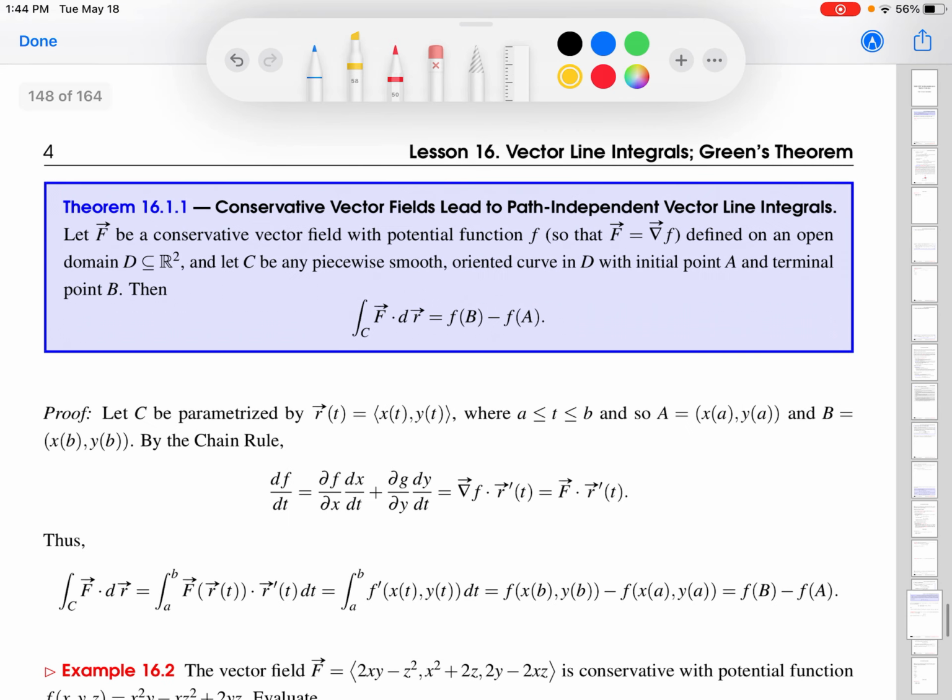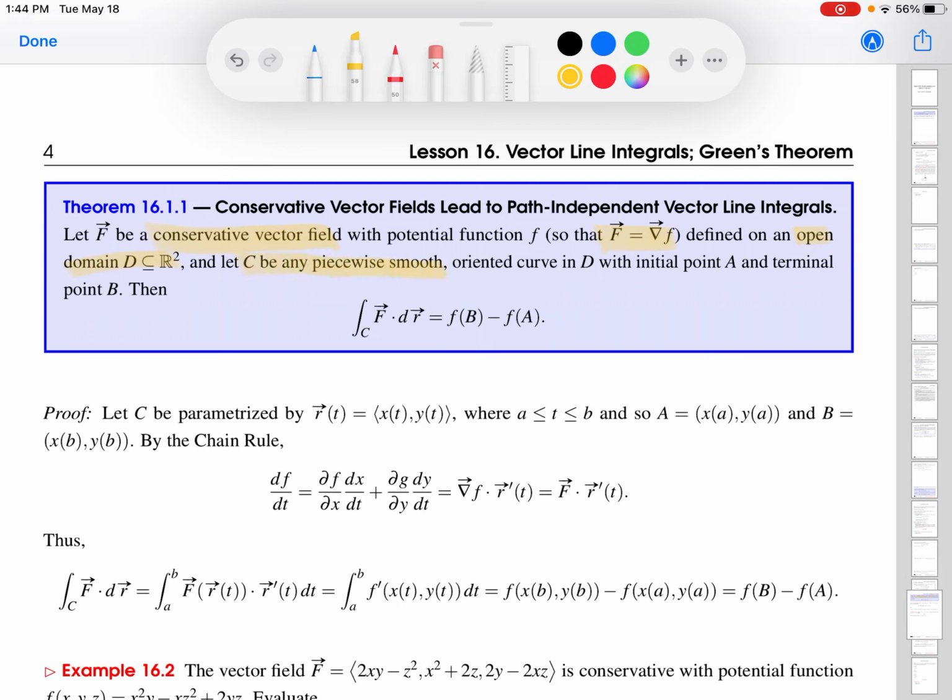So here is a theorem. Suppose f is a conservative vector field. Again, it's the gradient of some function, which we call the potential function f. And suppose this vector field is defined on some open domain in R2. Again, we're talking about vector fields with 2 components. You could generalize this to 3 components, but we'll keep things simple for now.